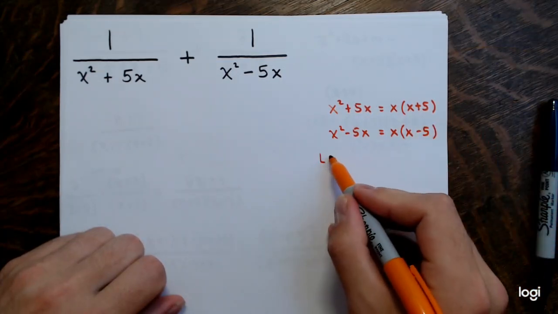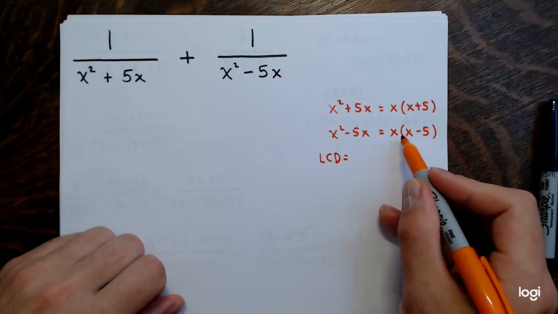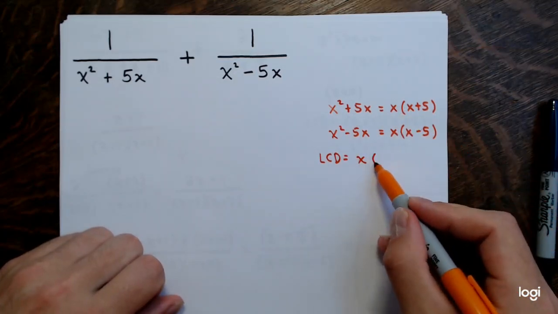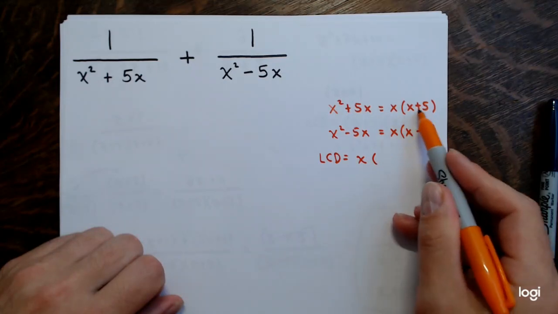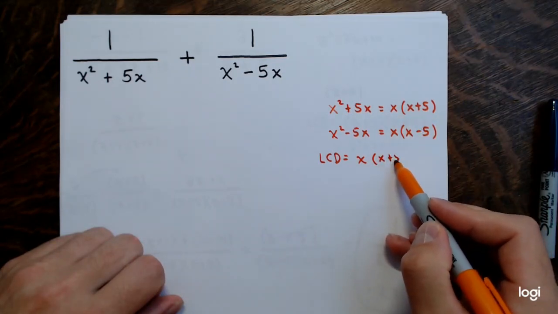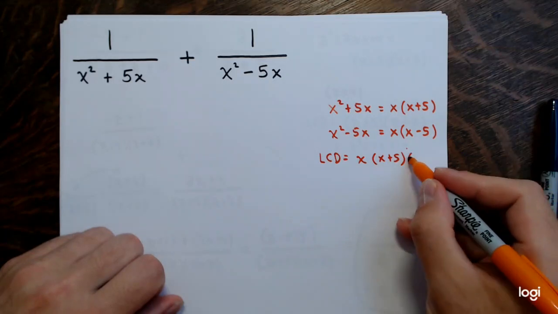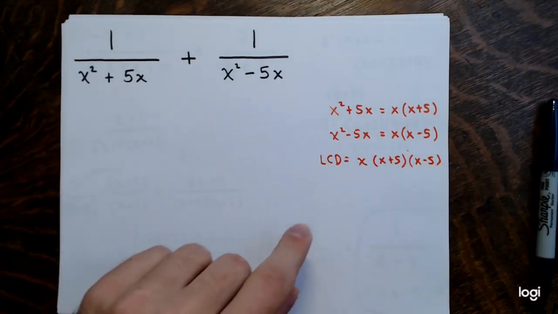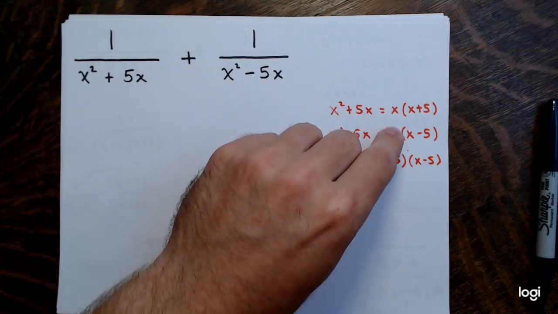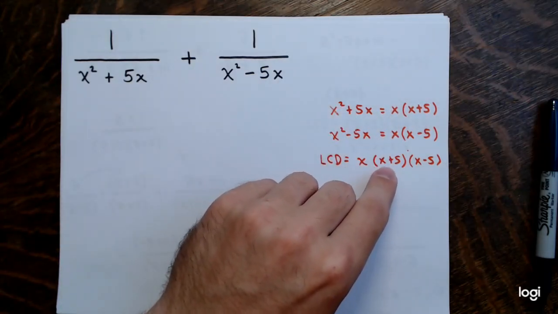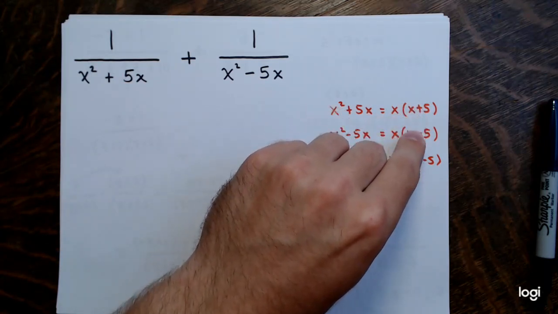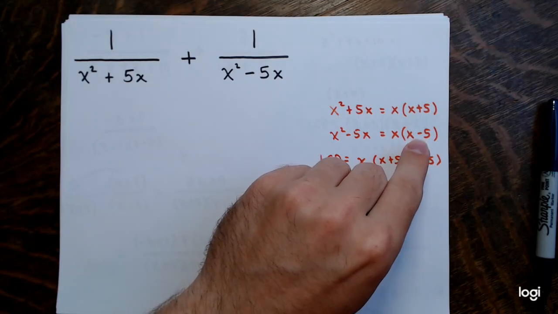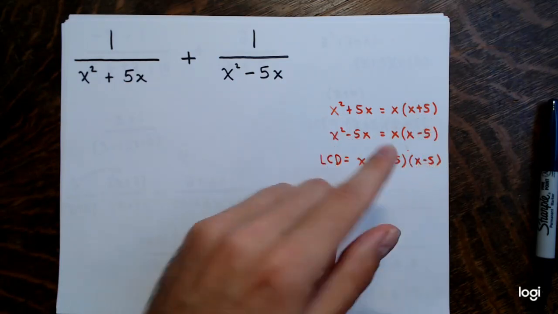So the LCD is going to have, I see factors of x showing up here. So I'll have x to some power times, I see a factor of x plus 5 showing up in these. So x plus 5 to some power. And then again, I see a factor of x minus 5. So I have x minus 5 to some power. And then, x appears once there, so to the first power. X plus 5 shows up once here, 0 times here, so to the first power. And x minus 5 shows up once here and 0 times here, so again to the first power.